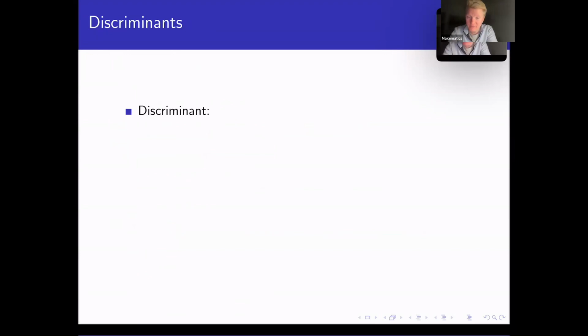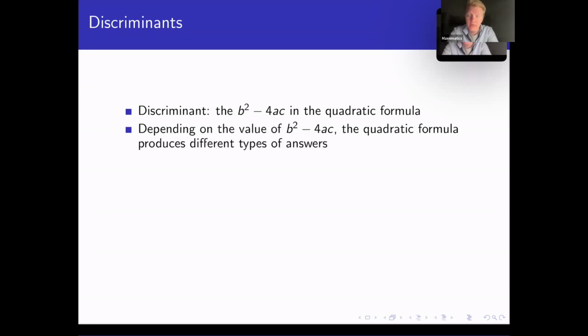So the discriminant is the b squared minus 4ac in the quadratic formula. So we had negative b plus or minus the square root of b squared minus 4ac, over 2a. That b squared minus 4ac inside the square root is called the discriminant. Now, the discriminant is very useful because depending on its value, the quadratic formula produces different types of solutions. So if you know what the discriminant is, you can figure out which type of solutions you would get.